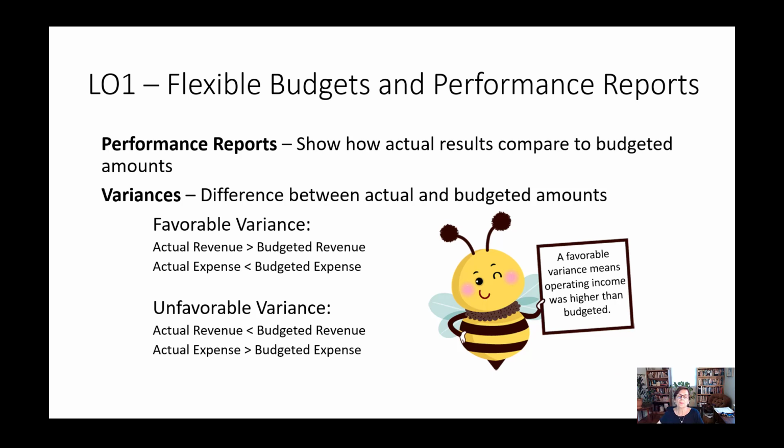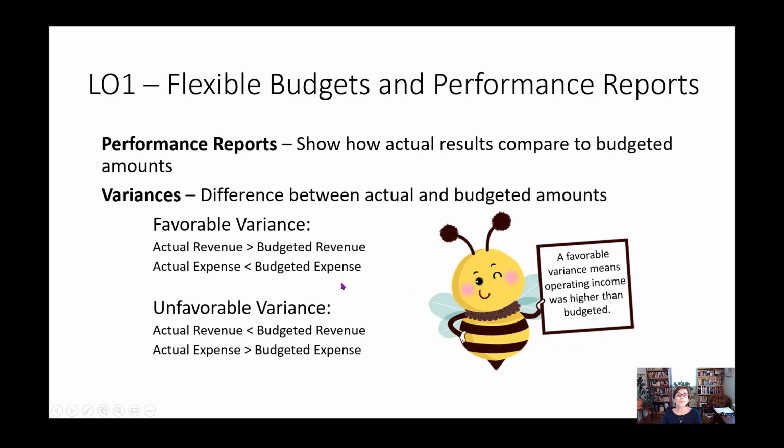Flexible budgets and performance reports. So remember that in the last chapter we prepared budgets. The budgets are an estimate of what's going to happen in the future. Well, a performance report says, how did we really do? Let's compare the actual results to what we thought was going to happen. The difference between these actual results and the standard or the budgeted amounts are called variances. So a favorable variance is when actual revenue is greater than budgeted revenue or actual expense is less than budgeted expense. Remember that a favorable variance means operating income was higher than budgeted.